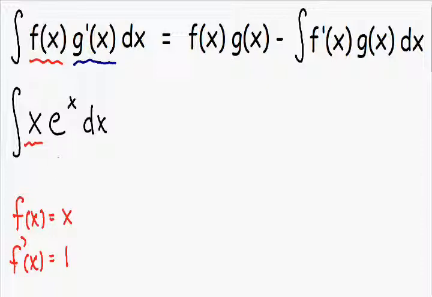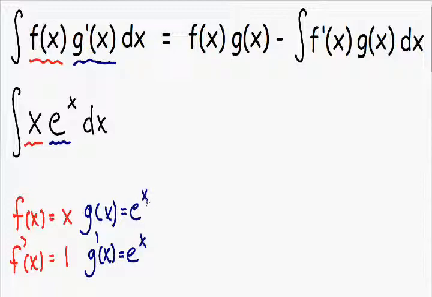Now let's label our g prime of x. If we go back to our example, the only thing we have left is e to the x. So the e to the x has to be our g prime of x. So g prime of x is equal to e to the x. Now that we know what g prime of x is, we can use this to find our g of x. G of x is the integral of g prime. So the integral of e to the x is also e to the x. Now we've actually finished the hardest part, and we just need to plug everything into the formula.